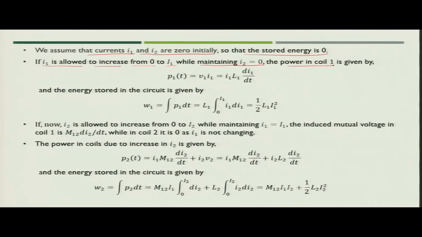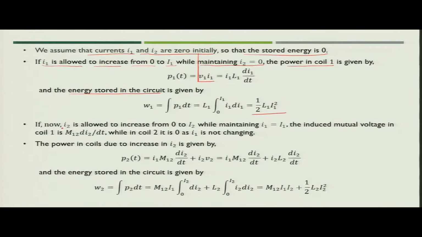In that case, the power in coil 1 at any time t is P1 equal to V1 I1, where V1 can be replaced by L1 dI1 by dt. The energy stored in the circuit, say W1, is obtained by integrating the instantaneous power from 0 to capital I1. When we integrate the above equation with respect to t, we get half L1 I1 square.